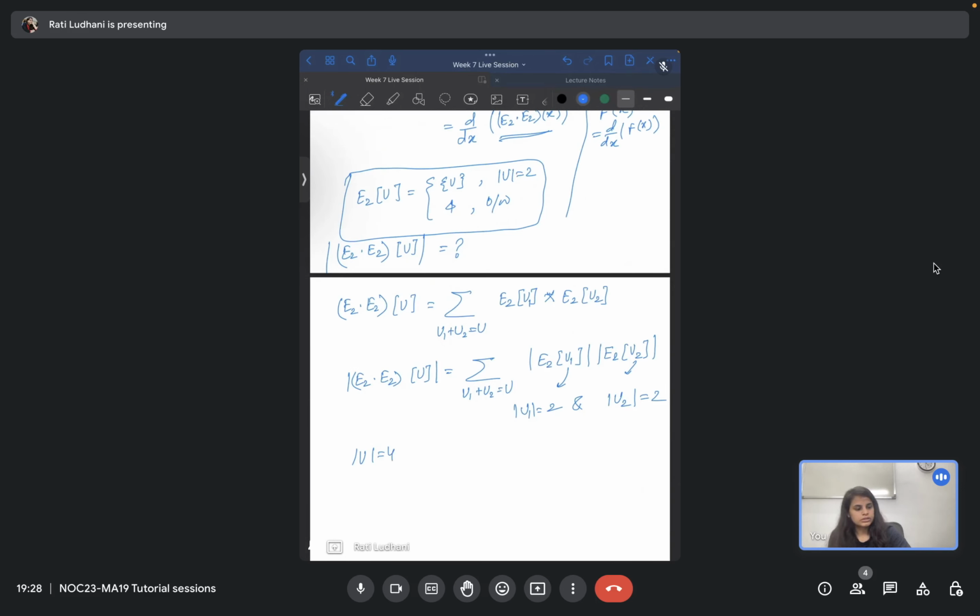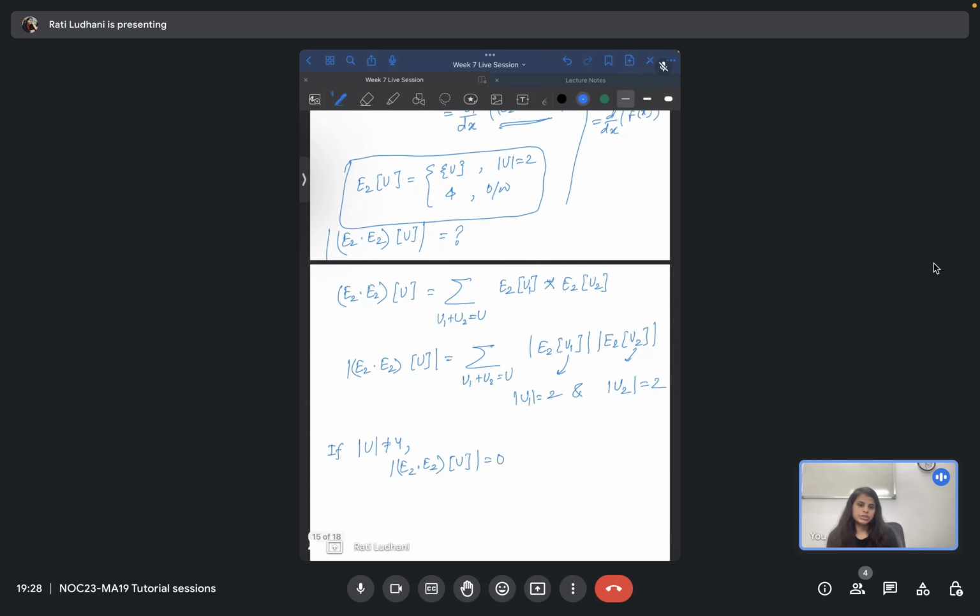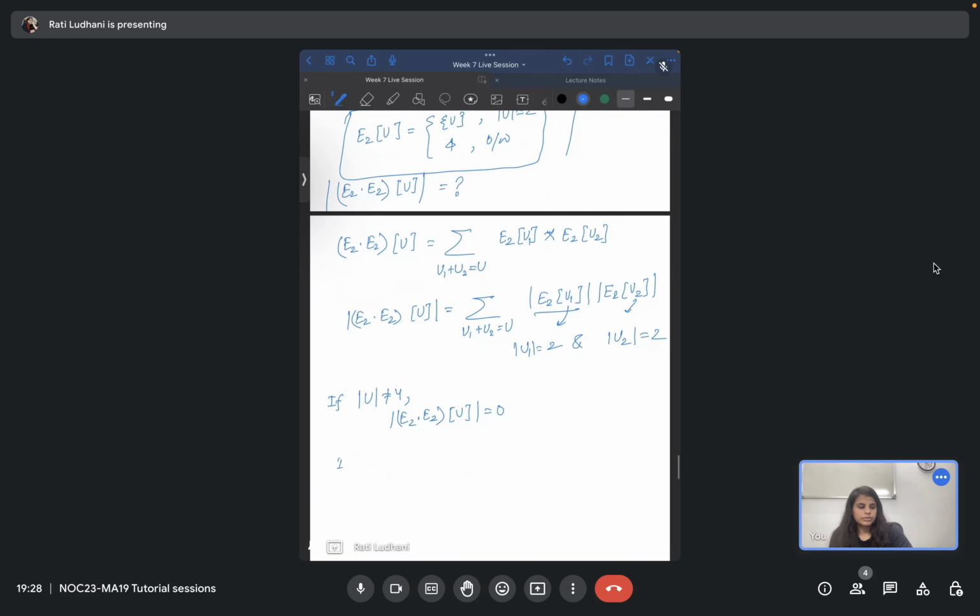So whenever this is happening, what I can say is, if cardinality of U is not equal to 4, then E2 dot E2 is going to be just 0, because whatever partition you do, one of them is going to be 0. So in this sum you will get 0 plus 0 plus 0, whatever you will get. So if cardinality of U is 4, then you can have something.